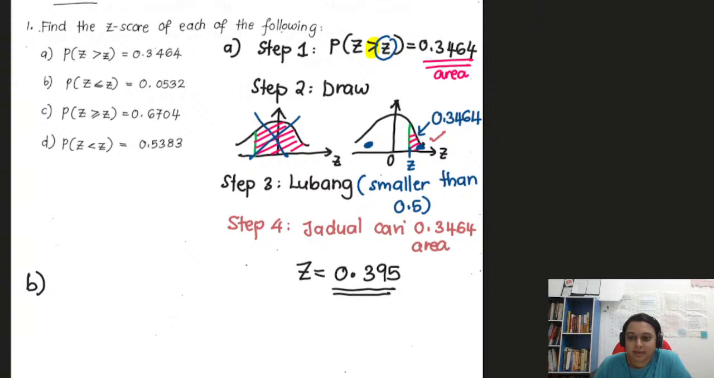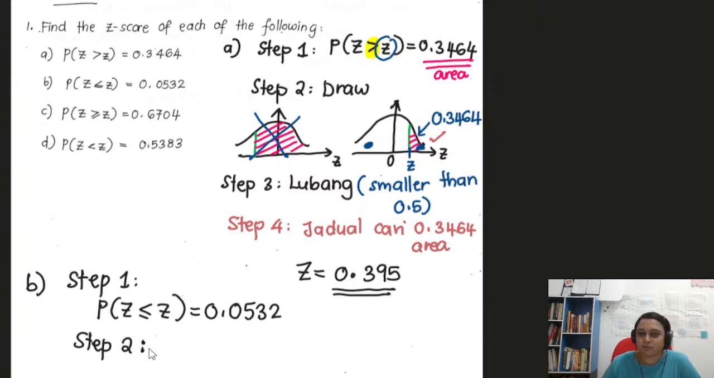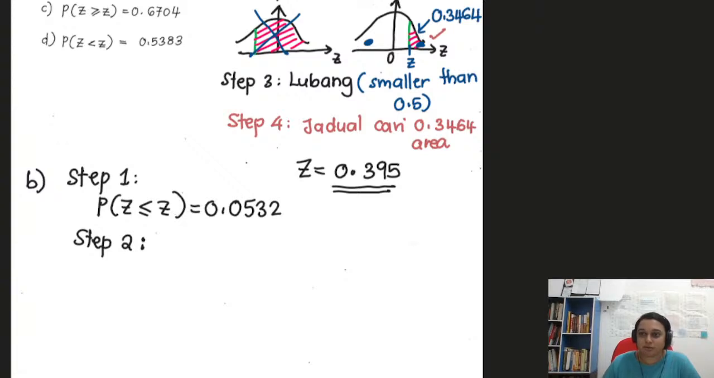Okay. Next, B. Okay, again, same steps. Okay, step 1. We need Z, isn't it? You have to change it to Z. But here the question is already in Z form. So no need, you don't have to change. Okay, so step 1 can skip. Go to step 2. Step 2, what must you do? Draw. Okay, draw the graph first. Draw 2 graphs.